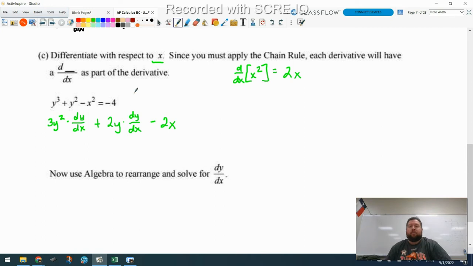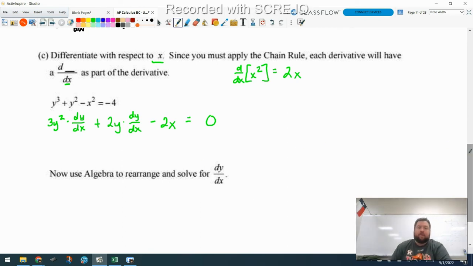So the moral of the story here for this example is when you take the derivative of a variable and it's the same variable you're doing the derivative with respect to, then you do not have to include the chain rule piece because that's always going to be equal to 1. So the two y variables, we had to include dy over dx both times, but the x variable, we do not need to include that. And then the derivative of a constant is equal to 0.